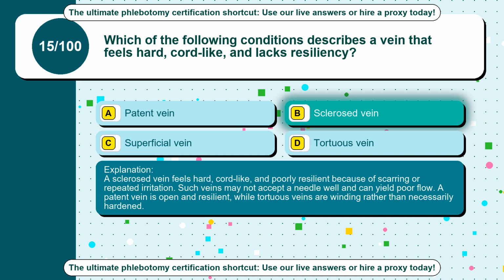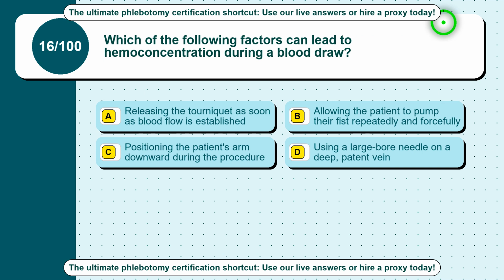A patent vein is open and resilient, while tortuous veins are winding rather than necessarily hardened. Question 16. Which of the following factors can lead to hemoconcentration during a blood draw?